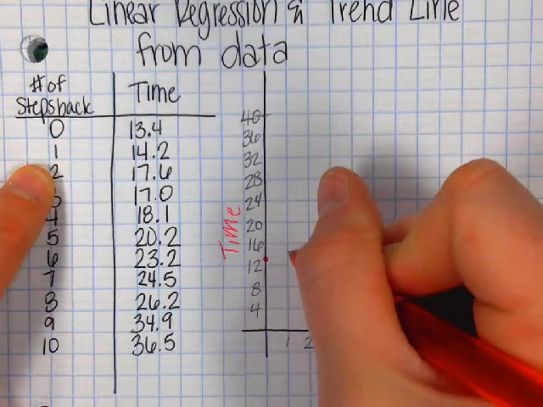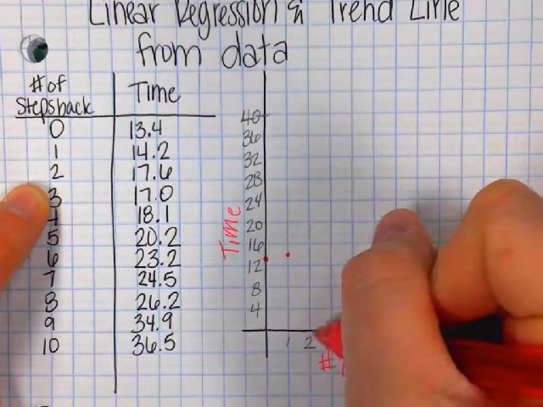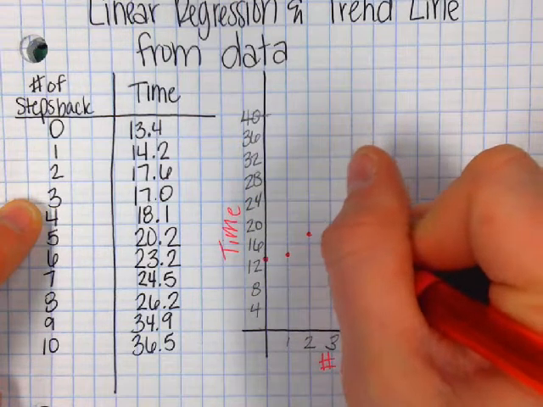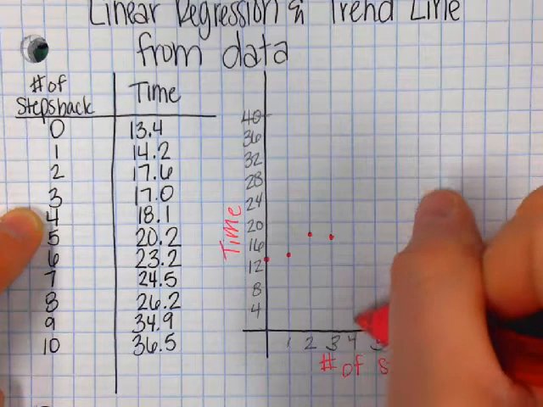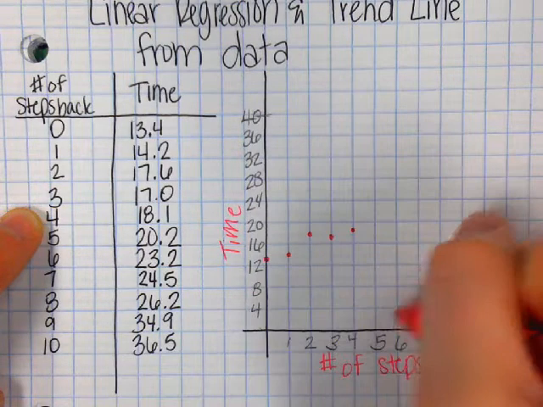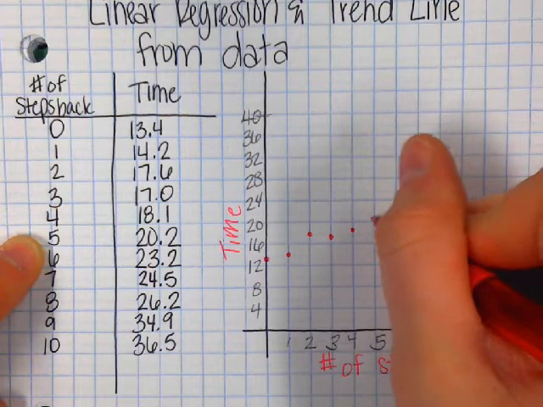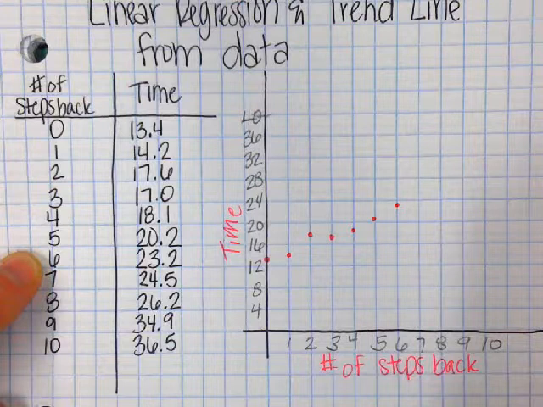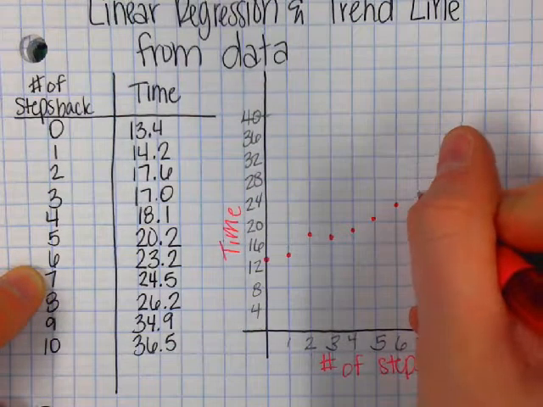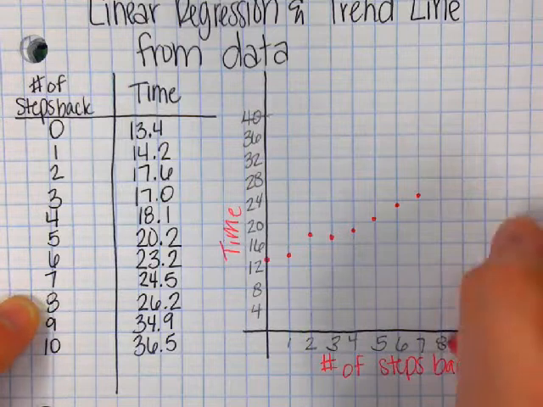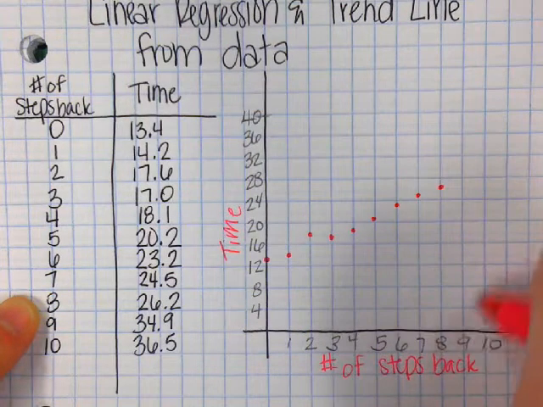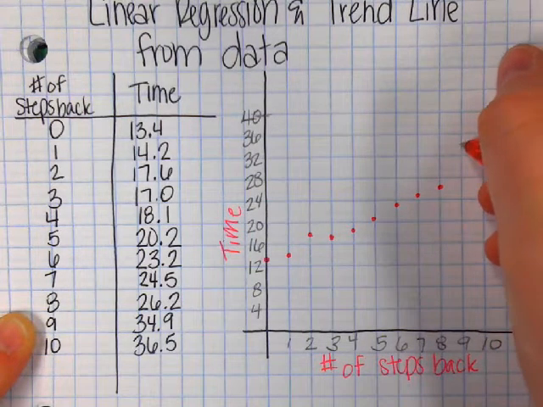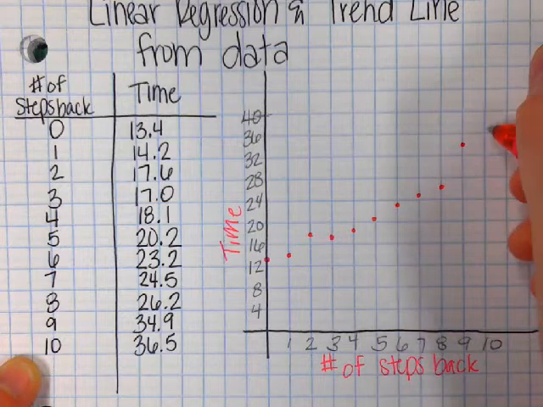1 is at 14.2, so just a little bit further up than that. 2 is at 17.6. 3 is at 17, so it went down just a little bit. 4 is at 18.1. 5 is at 20.2. 6 is at 23.2, so that's almost 24. 7 is at 24.5, so just a little bit up. 8 is at 26.5 or 26.2, I'm sorry. 9 is at 34.2 and 10 is at 36.5.